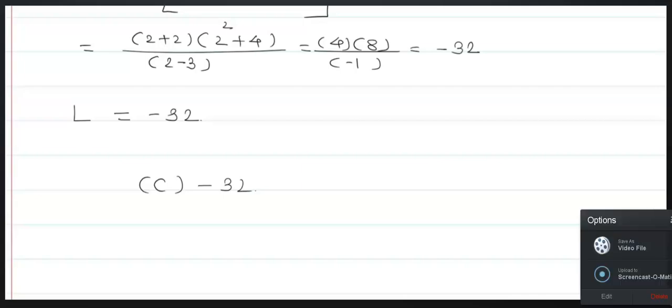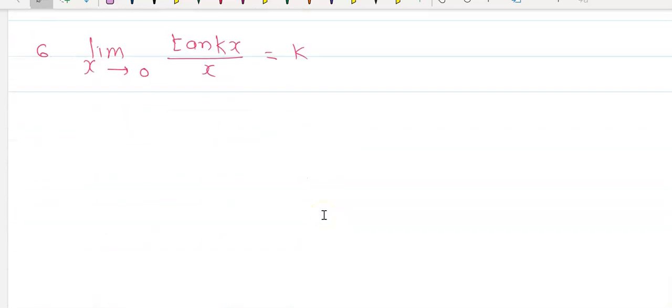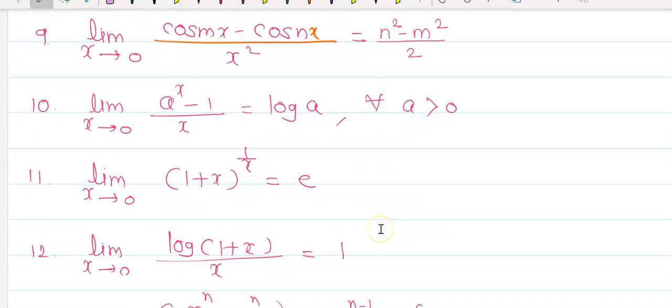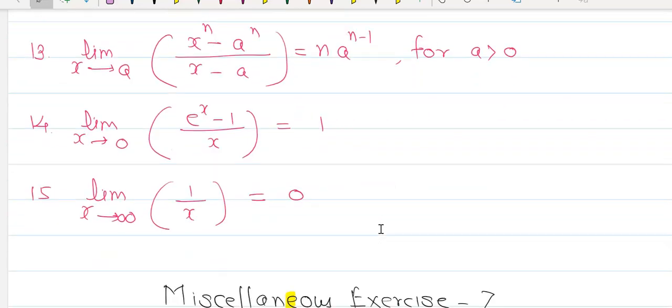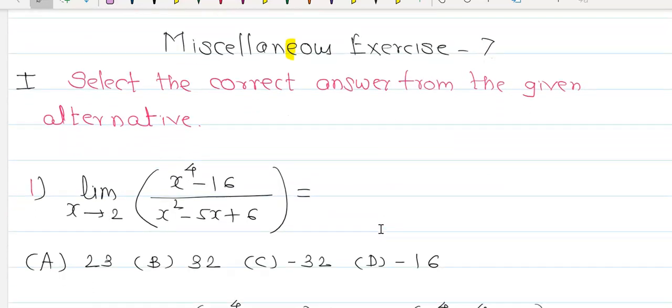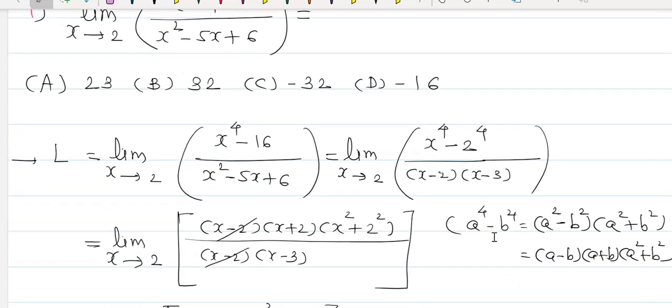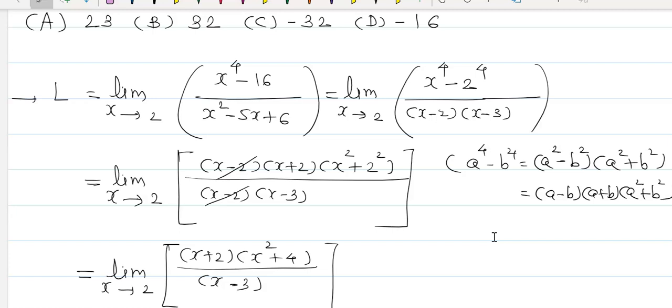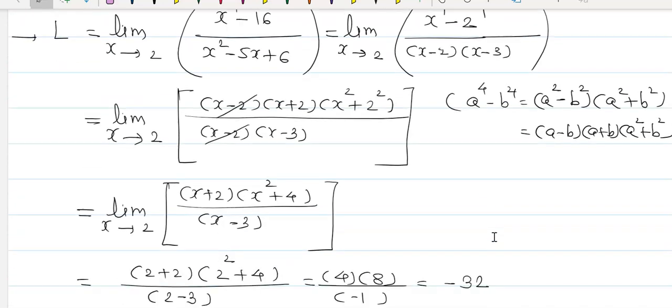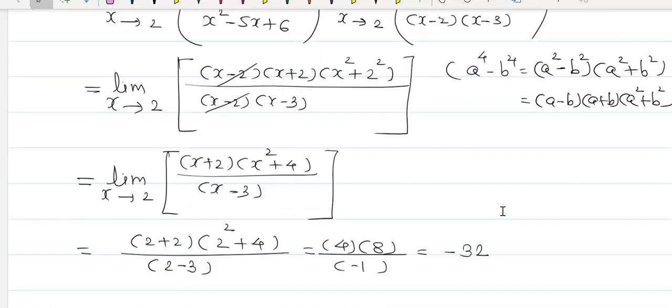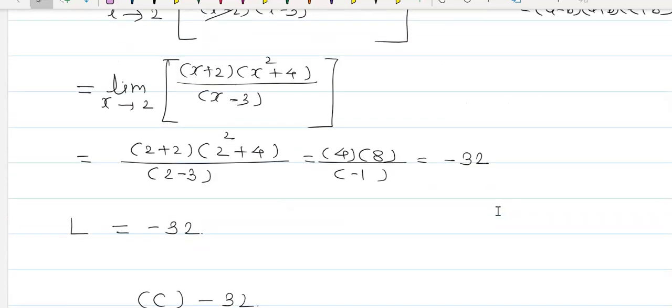Now, see this again, and this also. These are the formulas. This is the example that we saw here. And repeat again: the cancellation factor is x minus 2. Now replace x by 2 and the answer is minus 32. Therefore, option C is the correct one.